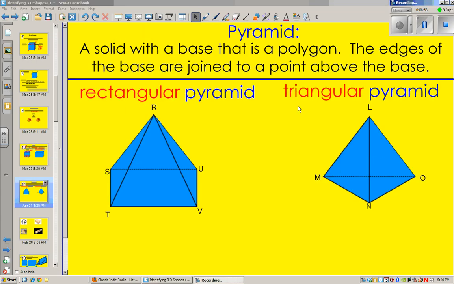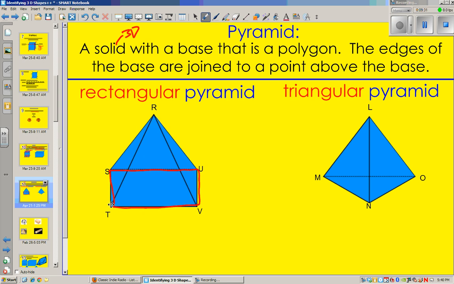Now let's take a look at pyramids. Pyramids are similar to prisms, but there's a major difference, and you've probably already seen it with your eyes. Pyramids are a solid, again, that means 3D, with a base that is a polygon. The edges of the base are joined to a point above the base. So let's take a look at this one. We've got a base here. It's a rectangle. A rectangle is a polygon.